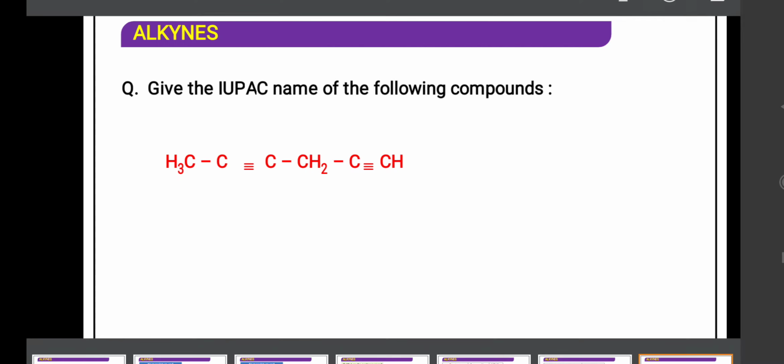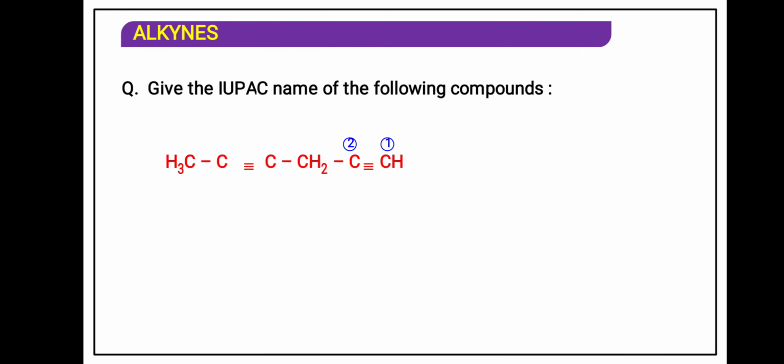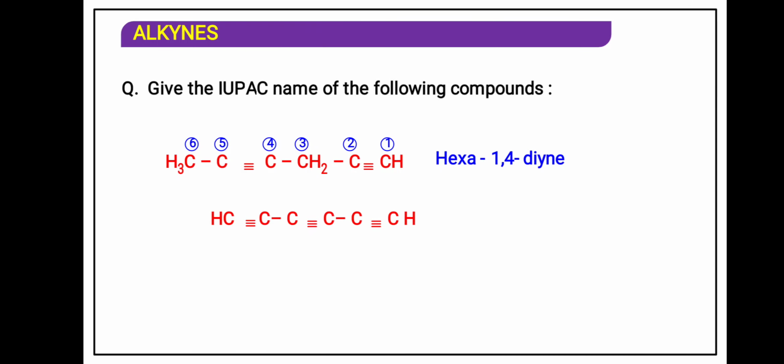Give the IUPAC name of the following compound. 1,4-diene. Here again A will be written. 1, 2, 3, 4, 5. It will be penta-1,3-diene. Six carbons, so that will be hexa-1,3,5-triene.